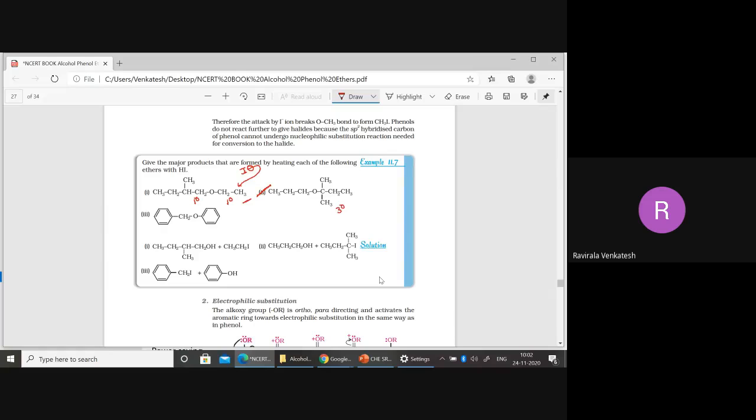Now the third one, if you observe, which bond do I have to cleave here? Can I cleave this bond? Is it possible? Is this type of cleavage possible? Yes. Just now I told you, no, we can't cleave the oxygen phenyl bond. So where do you have to cleave here? Definitely we should get phenol only, no?